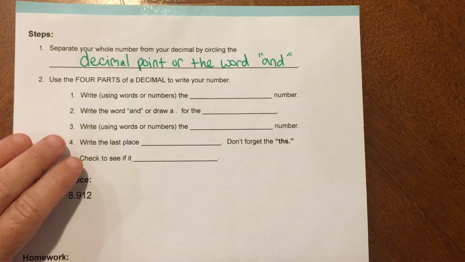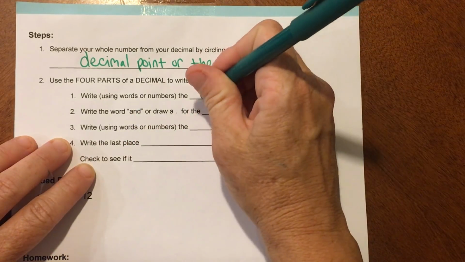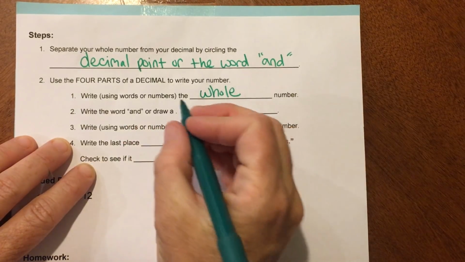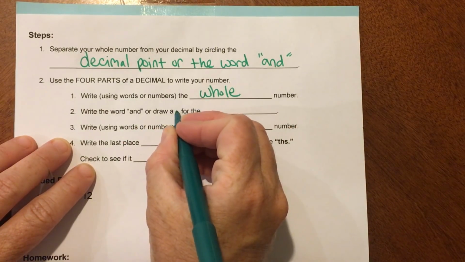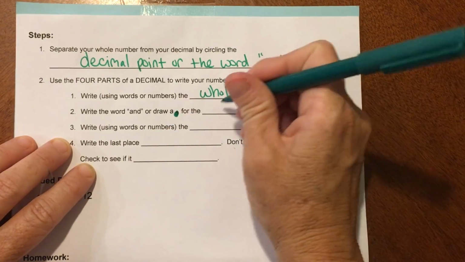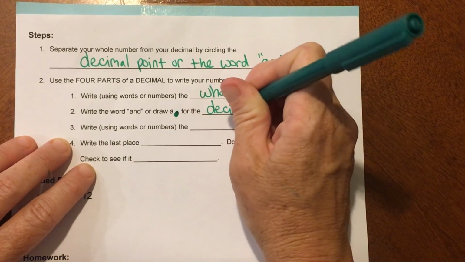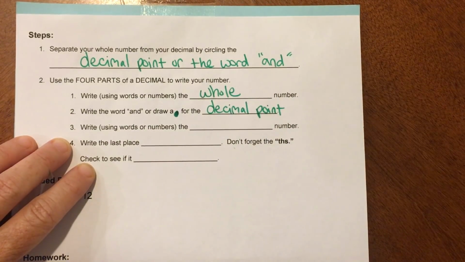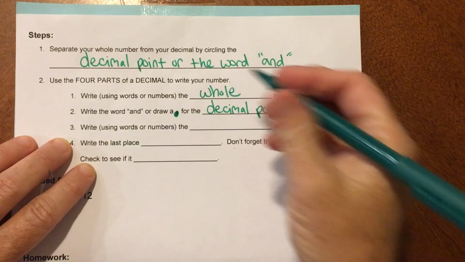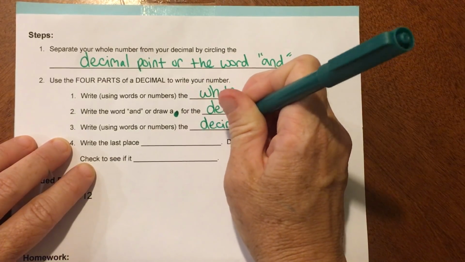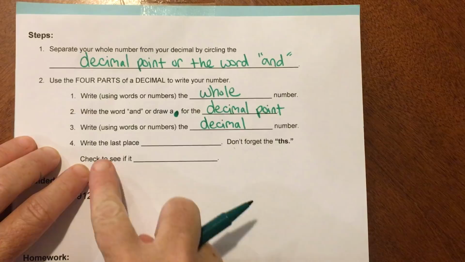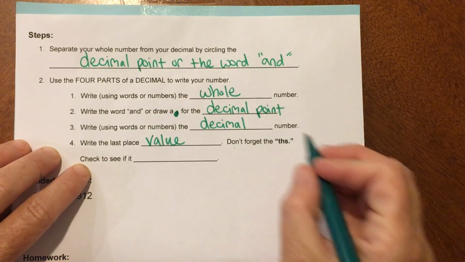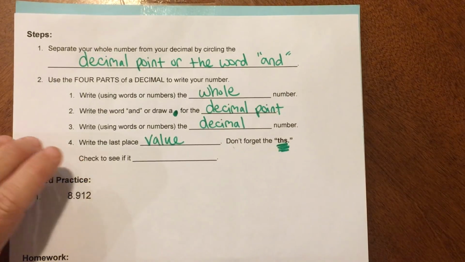So we're going to first write the whole number. And then we're going to write the word and, or draw a little decimal point. Let's make it a little bigger. Or draw a decimal point for the decimal point. I know that seems a little weird, but I'll show you what it looks like in a moment. And then we're going to write the decimal number. And then we're going to write the last place value. And remember, when you're doing place values with decimals, don't forget your THS.